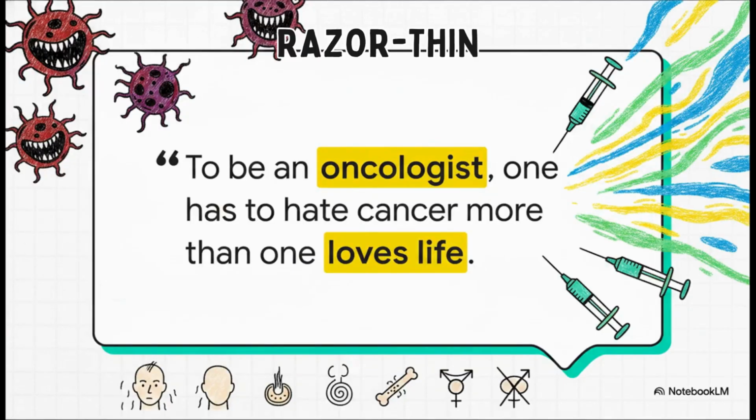Honestly, that razor-thin margin of selectivity is exactly why we see such devastating side effects. In fact, the textbook includes this incredibly dark footnote from a practitioner. It says, "To be an oncologist, one has to hate cancer more than one loves life." Wow, right? It's a really stark reminder that a lot of the drugs we're about to cover are, by their very nature, incredibly potent toxins. They cause distressing unwanted effects. We're talking severe nausea, hair loss, bone marrow depression, even sterility, all because they are actively destroying our normal, rapidly dividing cells right alongside the malignant ones.